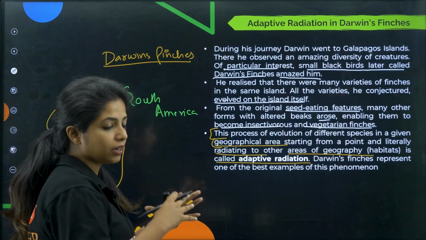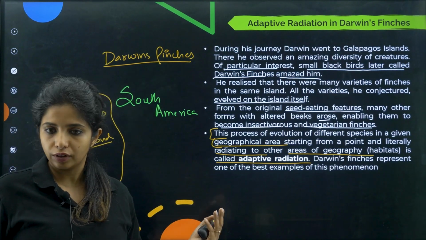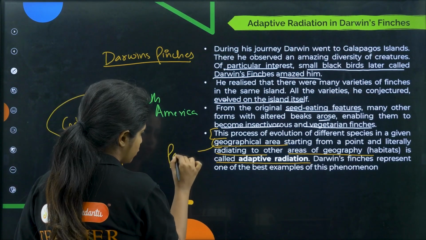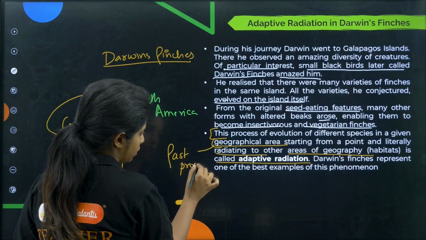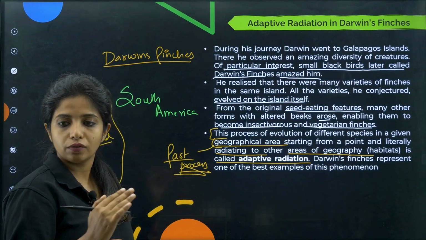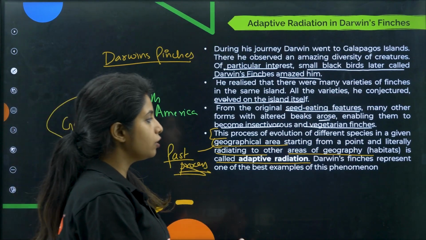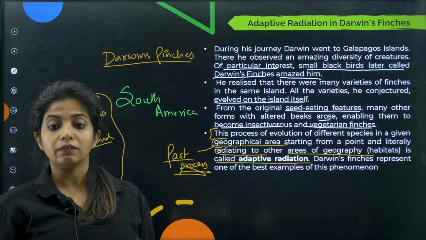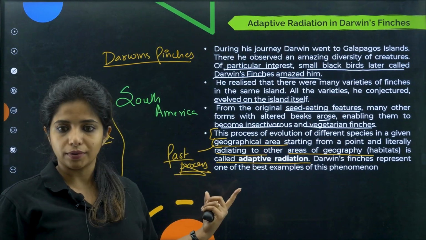They are starting from a point and they are quite literally radiating to different areas, and this will be a fast process, children. This is not a slow process. This is a fast process. So that's how you can differentiate between adaptive radiation and divergent evolution. Divergent evolution is a result of this. We say divergent evolution happened because this has happened, right?